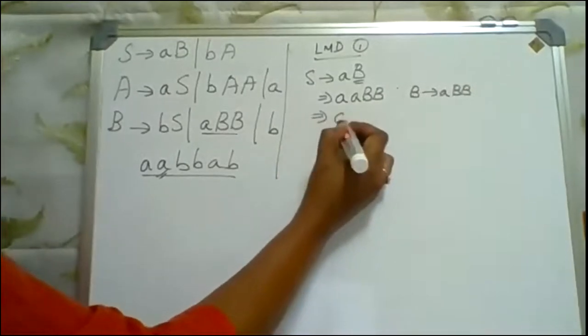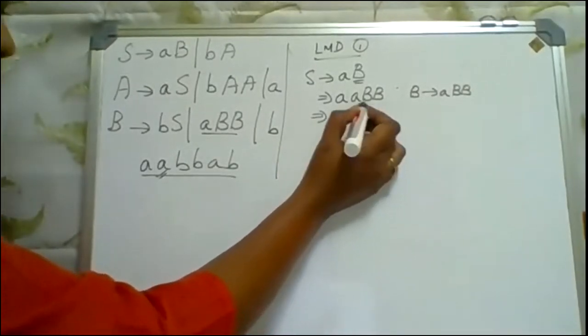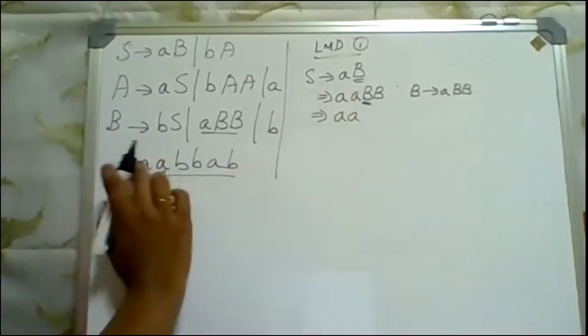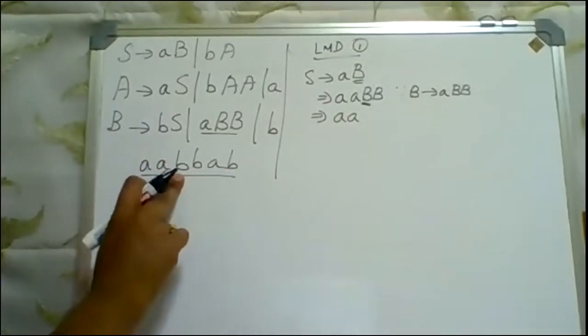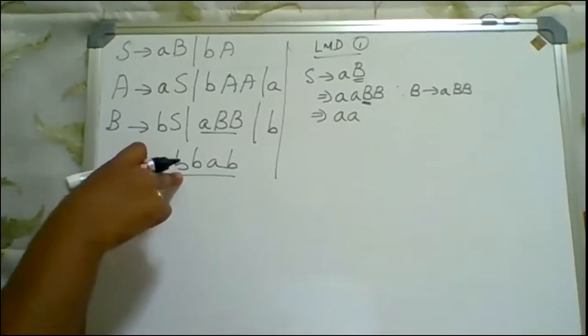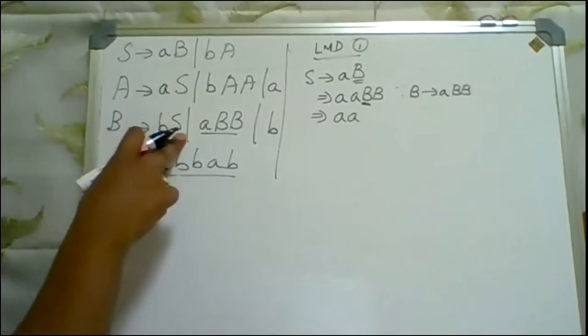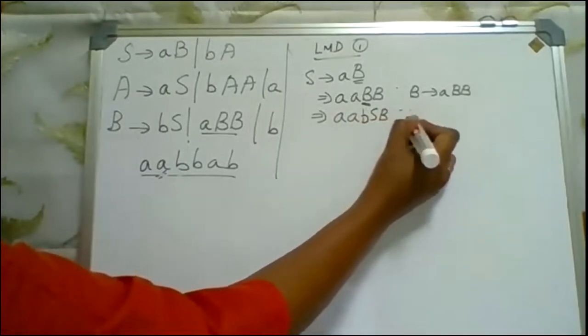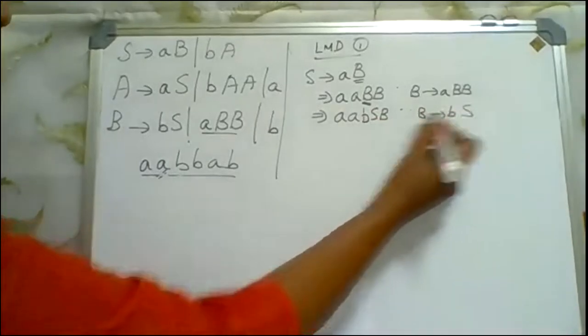The next step, since it is LMD, we should replace the variable B. Since we need to get the third symbol as B, we will choose the production BS. So B should be replaced with BS, where B is replaced with BS.